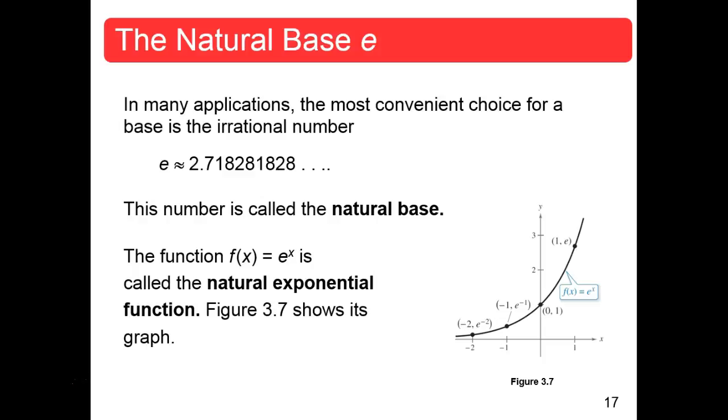Anyway, this number is called the natural base. The function f of x equal to e to the x is called the natural exponential function. All the rest of them are exponential functions, but with fixed bases. This is the one with the base e.